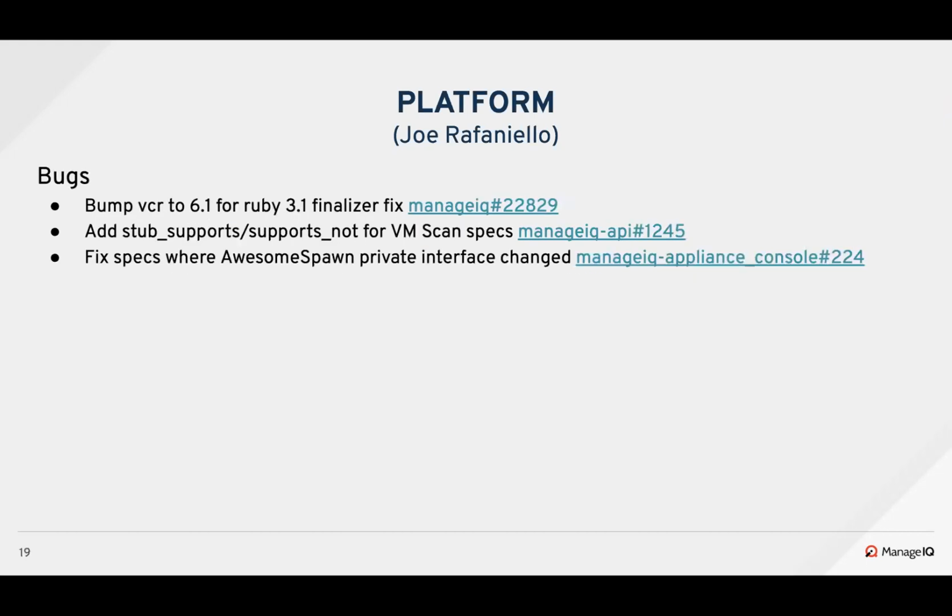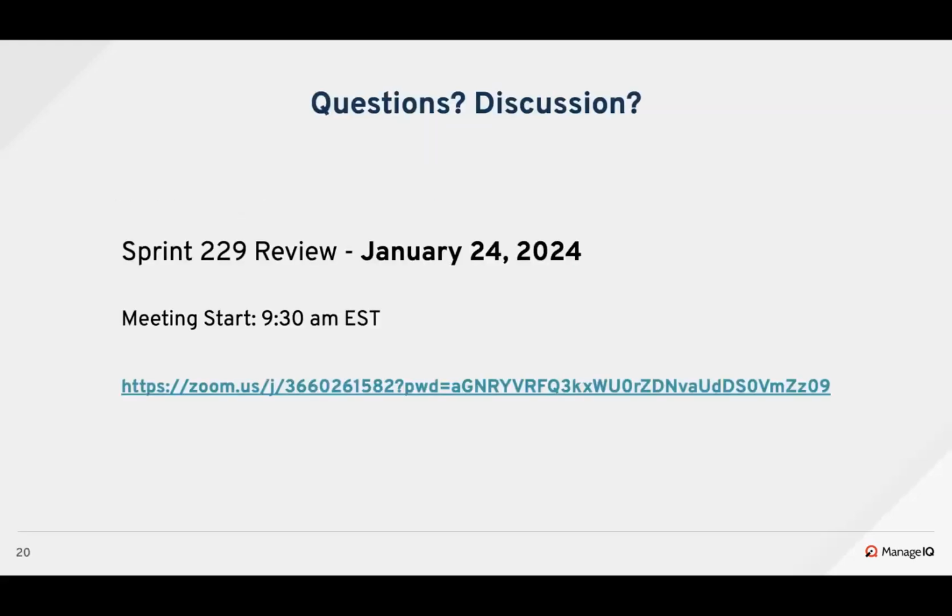For platform bugs, Adam updated the TestGem VCR to 6.1 to support a fix for Ruby 3.1. Adam also added stub support and supports not for VM scan specs. And Jason fixed specs for Awesome Spawn where the private interface changed. That's it for the platform.